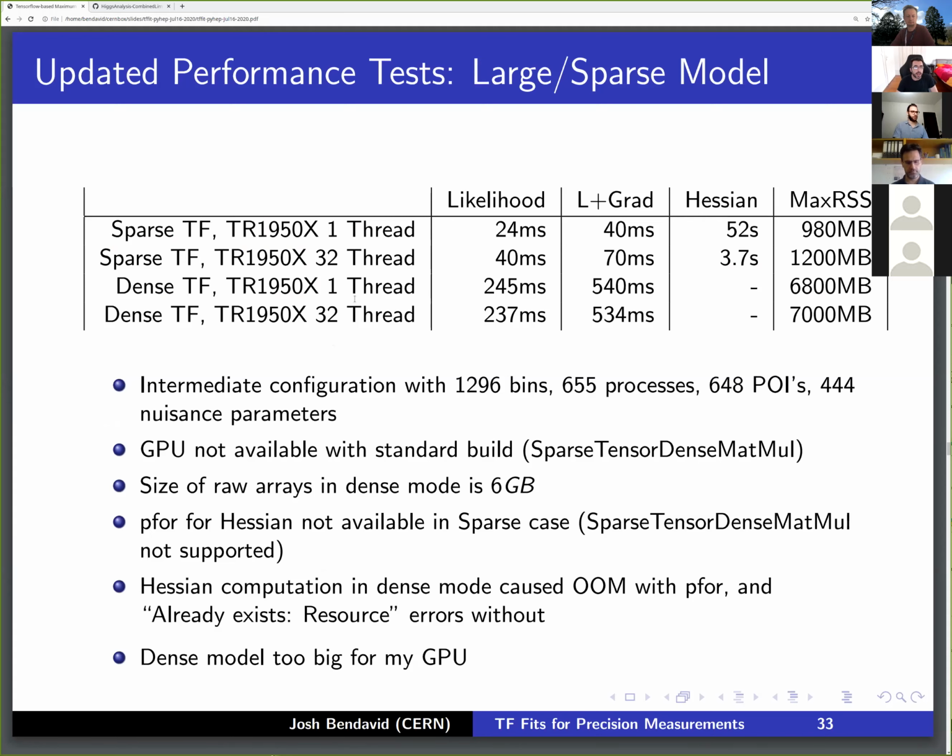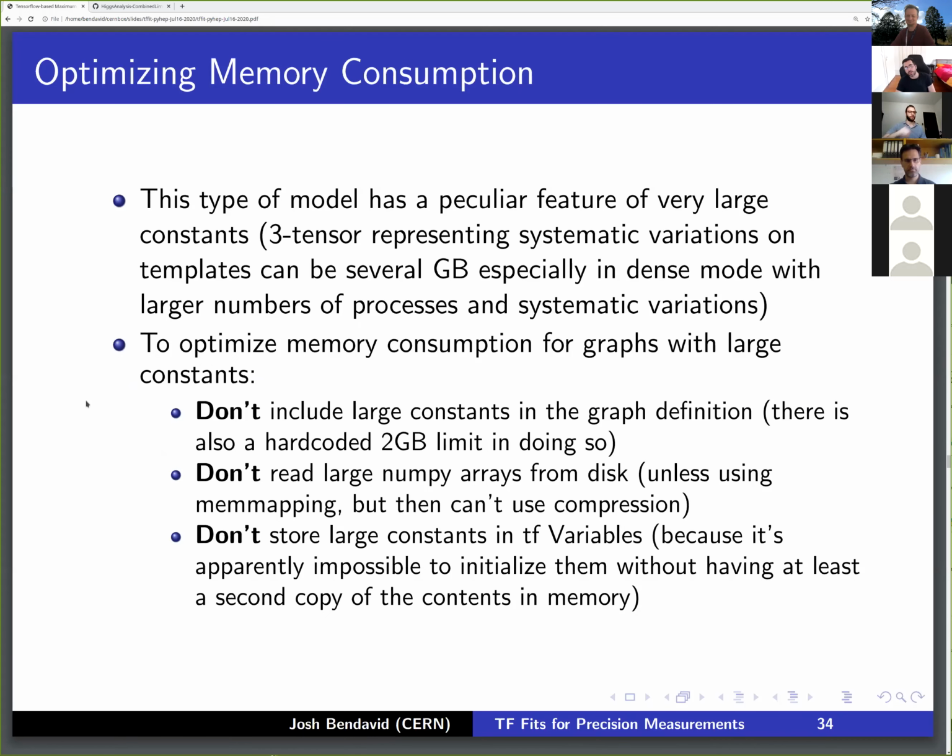And here you can see that for this huge model, going from dense to sparse is an order of magnitude in terms of CPU time to compute the likelihood and gradient. And you get rid of this extra 8 gigs of memory usage because the arrays are not so big. There are some other details here about optimizing memory consumption.